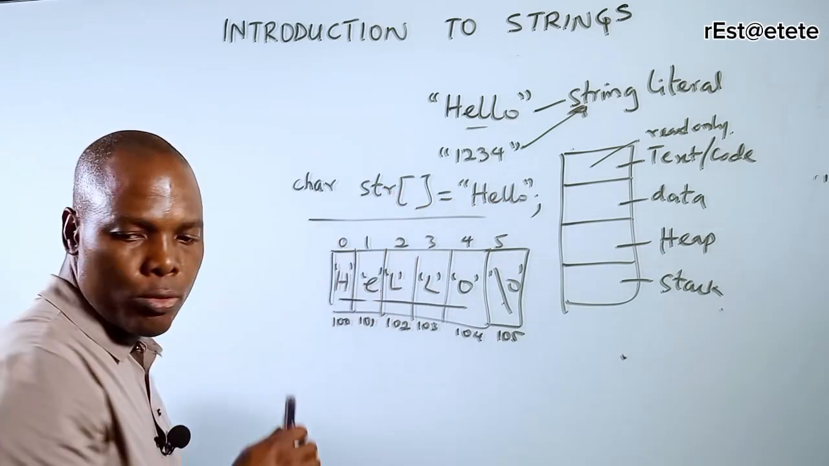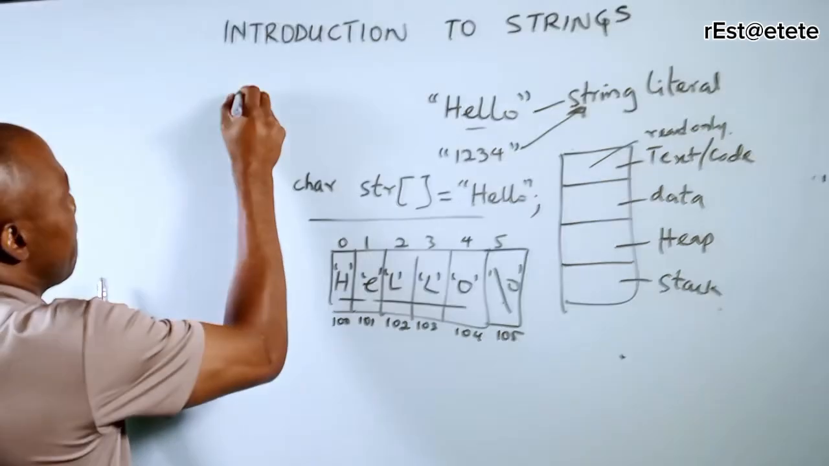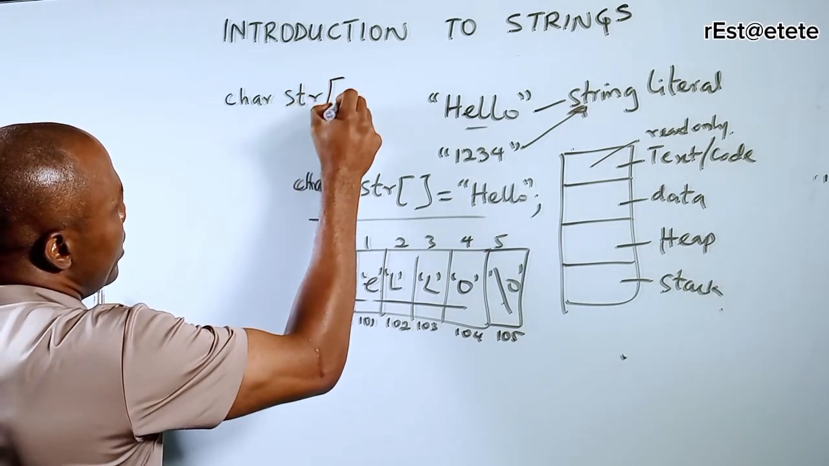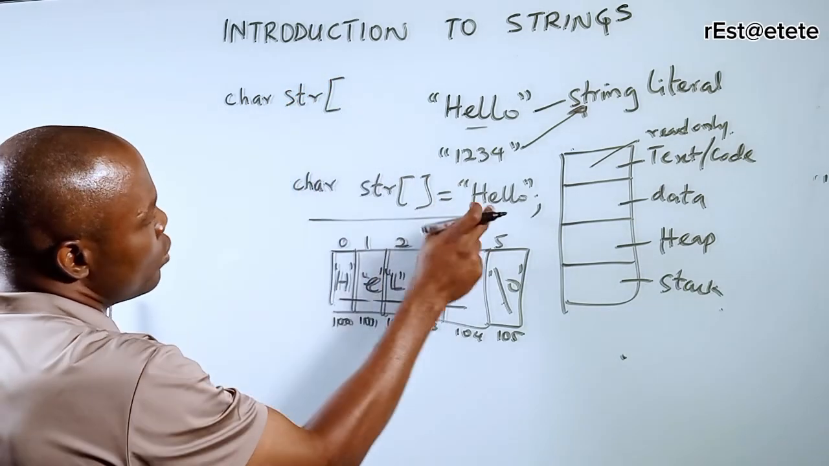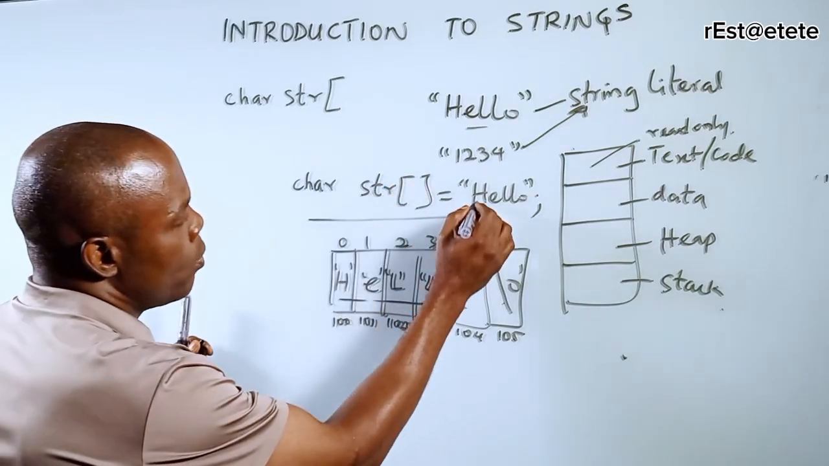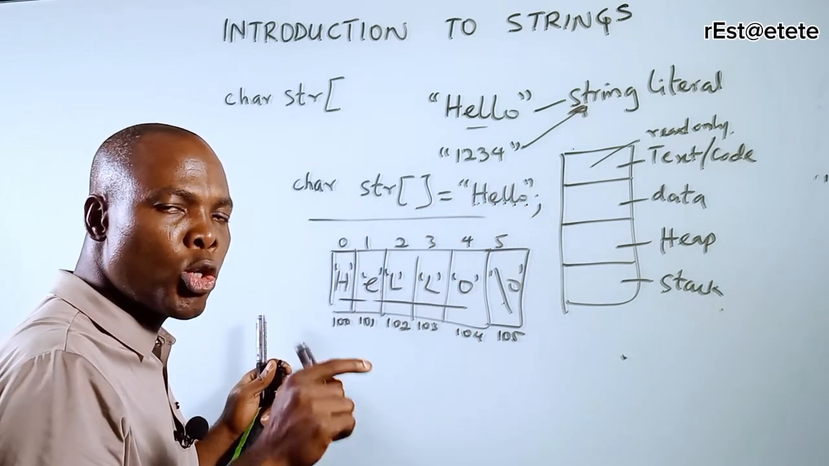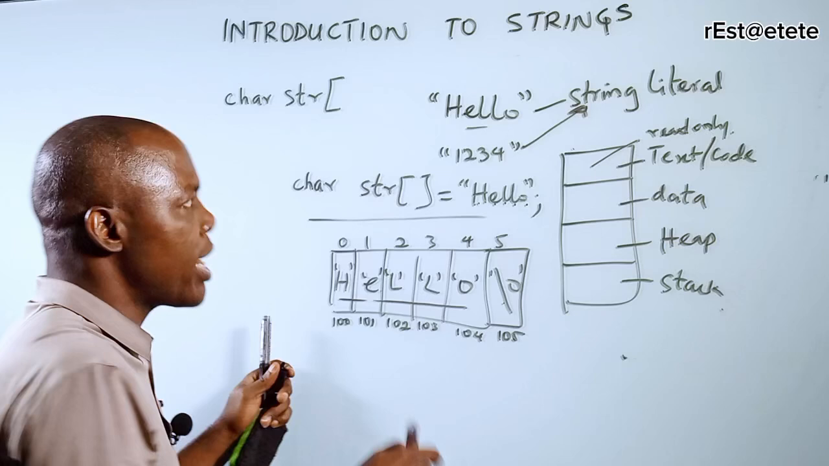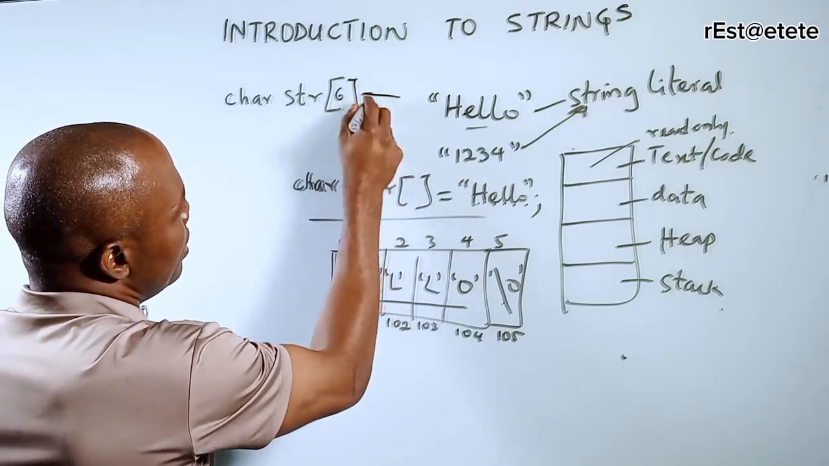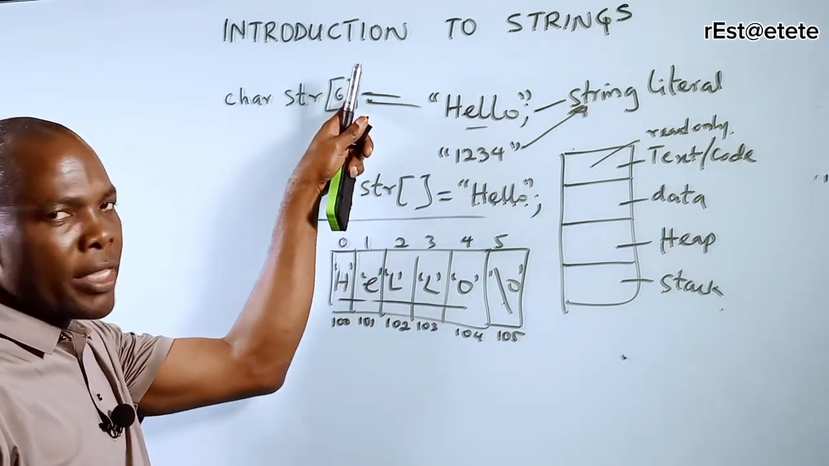Now, I can do this. I can equally say char str, then I'll put this value. So if I'm going to explicitly write the value inside this array, this is 1, 2, 3, 4, 5. I won't stop at 5. I will have to include the space for what? For the null character. So I will say 6. So let's say this is pointing to this, right? So I have to explicitly write it.